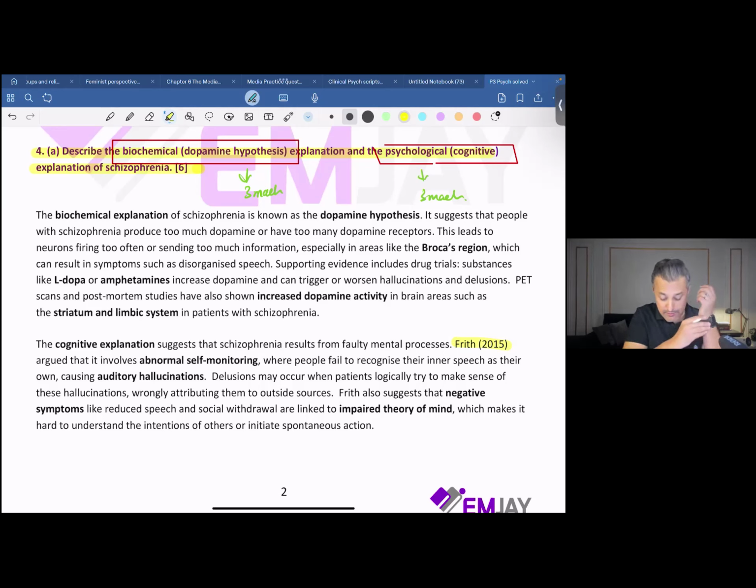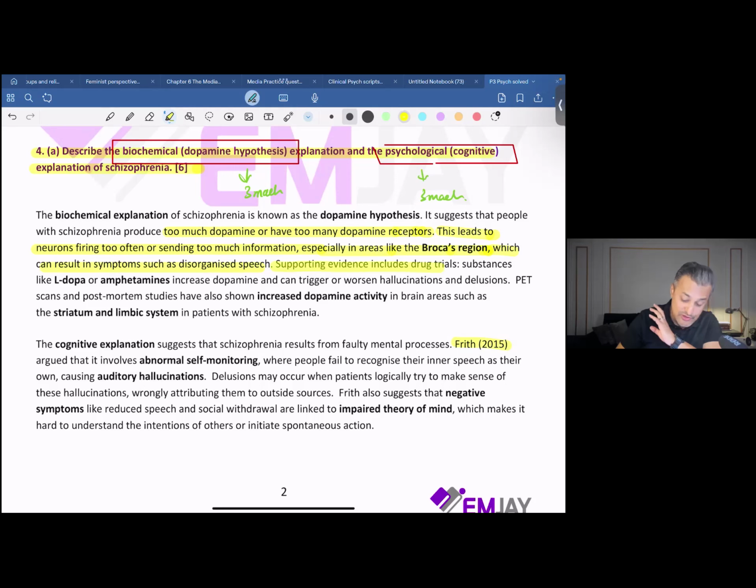So the biochemical explanation of schizophrenia is known as the dopamine hypothesis. It suggests that people with schizophrenia produce too much dopamine or have too many dopamine receptors. Now if you read your book, you know where all of this is from, and I deliberately did this so that you know it's about you knowing the content. There's nothing fancy that gets you full marks. So this leads to neurons firing too often or sending too much information, especially in areas like the Broca's region, which can result in symptoms such as disorganized speech.